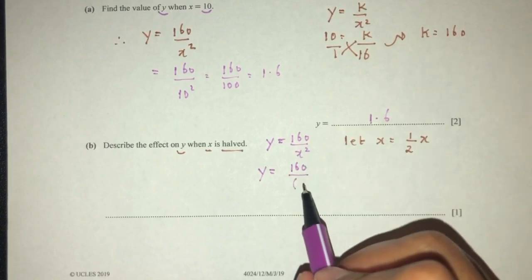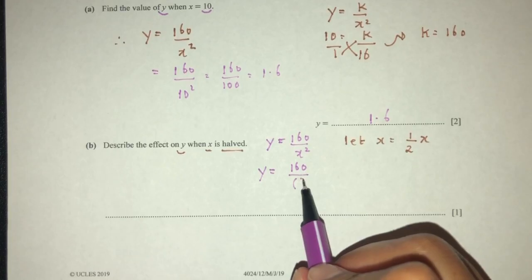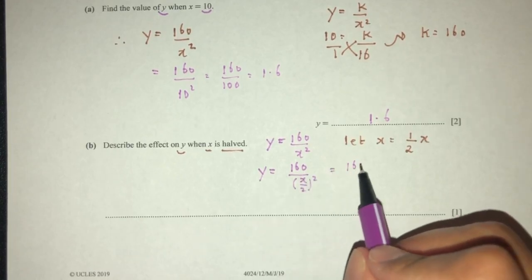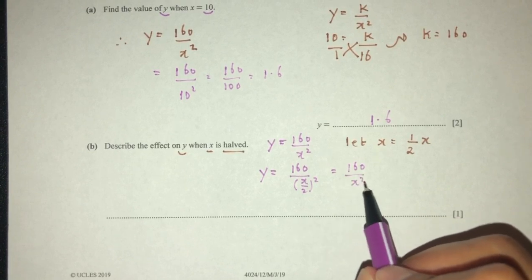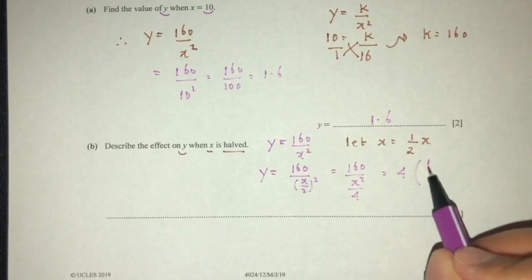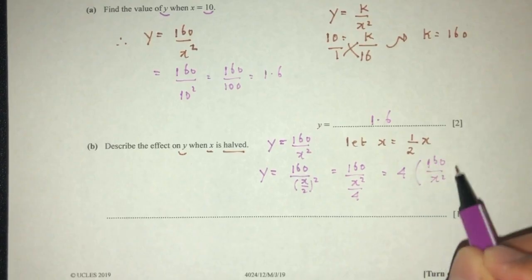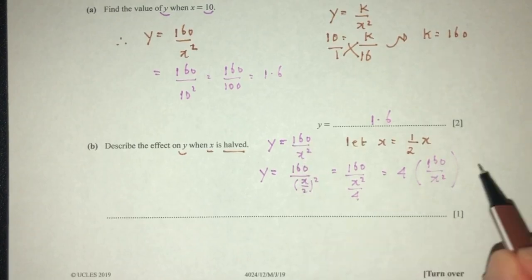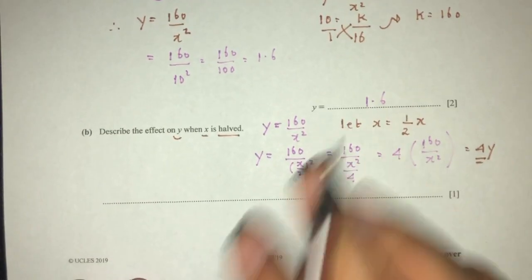That will be 160 over x over 2 squared, which is 160 over x squared over 4. Now simplify, that will become 4 times 160 over x squared. Now we can see that 160 over x squared is actually y, so that is 4 times y. So y will be increased by 4 times.